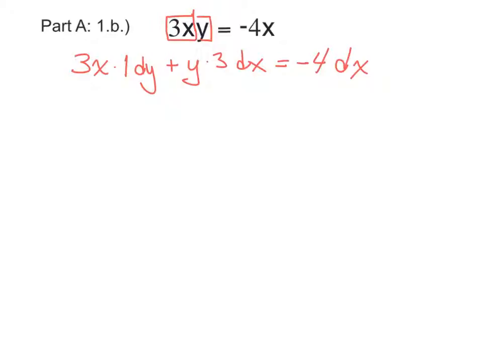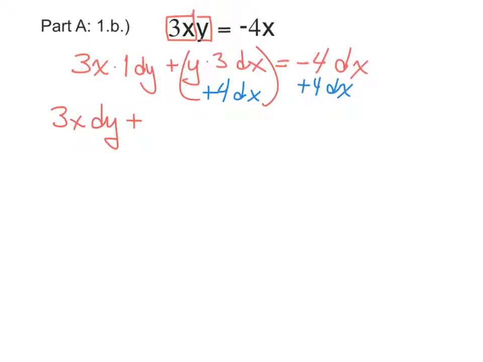The rest is just algebra, and what I want to do is keep all the dy's on one side and all the dx's on the other. And now it doesn't matter which side I put them all on, so I'm going to add 4 dx to both sides. And what that will do, I'll still have this 3x dy, but these two terms both have a dx in it. So I'll factor out that dx and be left with 3y plus 4 dx. And we're left with nothing on the other side.